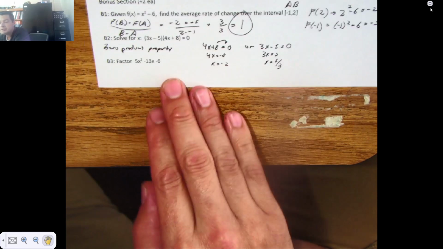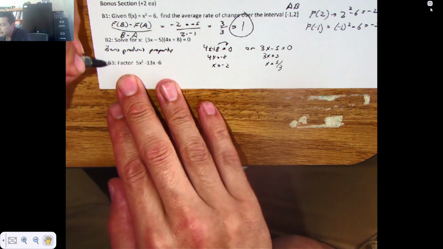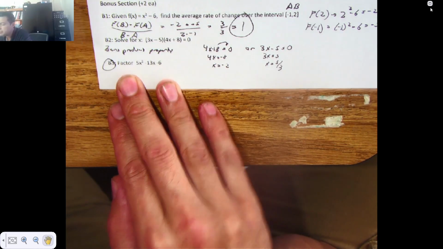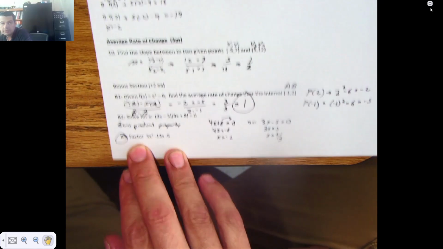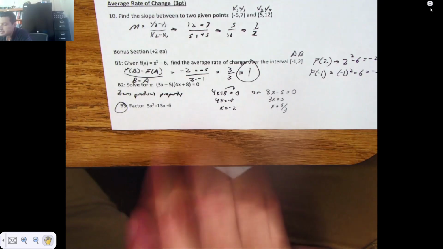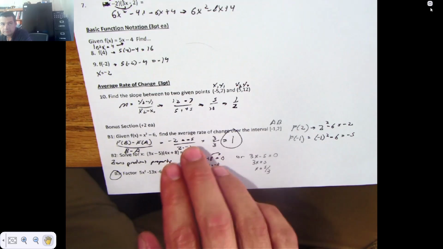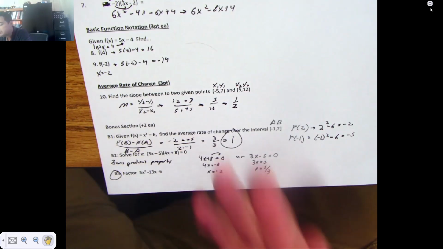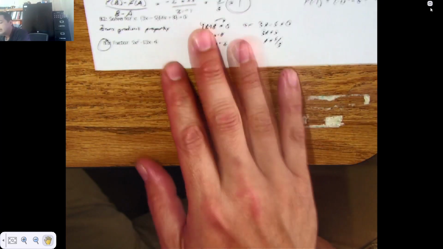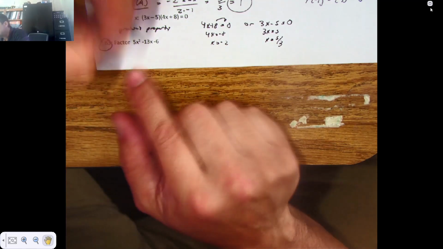And the last bonus is factoring. This is the reverse of question number 7. The numbers are different, but it's the reverse of the double distributive property. So in number 7, we use the double distributive property. In bonus 3, we're going to work it out the other way around.